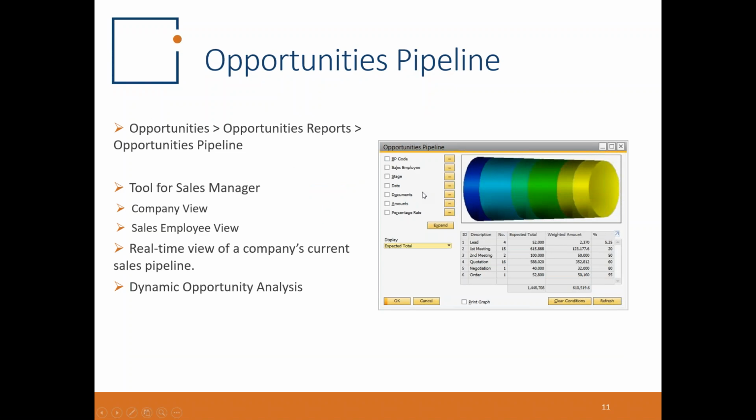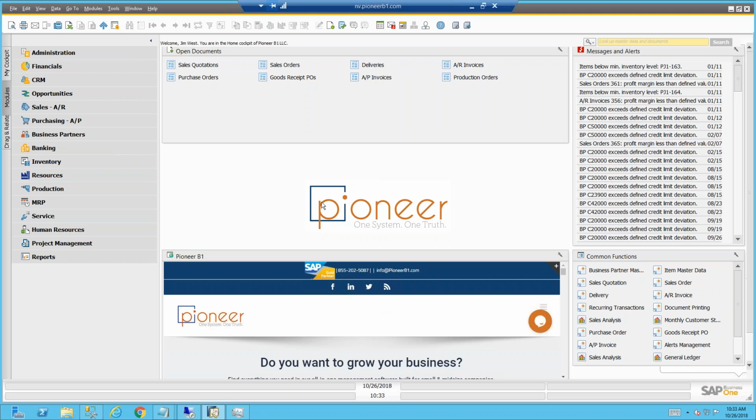So with that being said, we're going to go into one report related to the pipeline and sales opportunities. This is our last business partner report that we're going to share with you. It's the Opportunities Pipeline report, and this is a really powerful reporting tool primarily for sales managers. If they want to see the company's current sales pipeline at a company level view, it allows you to see where all of your opportunities are.